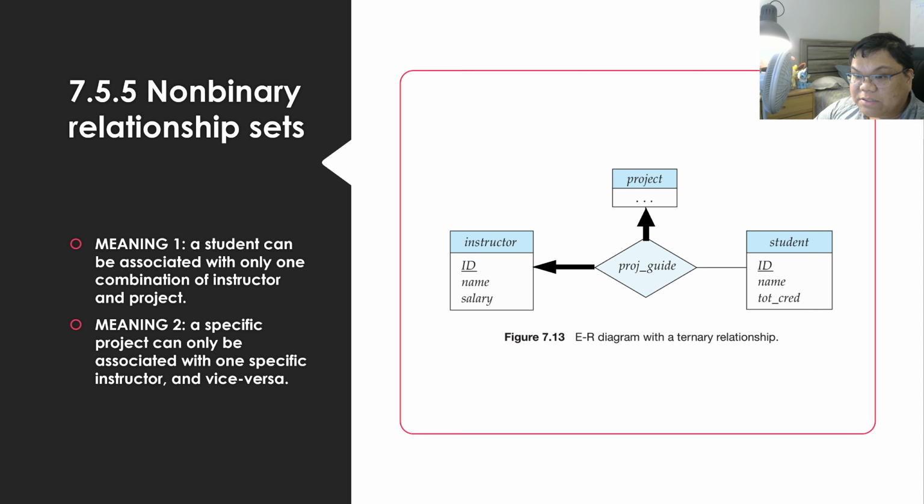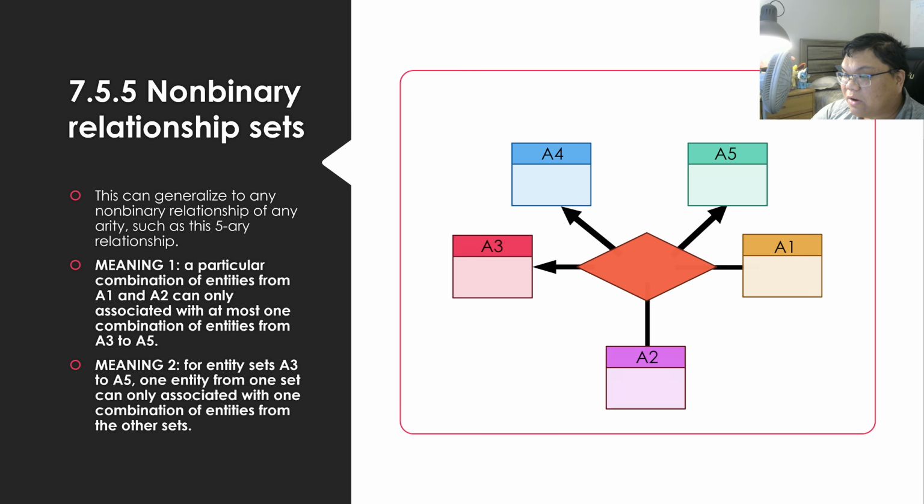Meaning number one, a student can be associated with only one combination of instructor and project. Meaning number two, a specific project can only be associated with one specific advisor, and vice versa. It gets more complicated when you have hierarchies for a non-binary relationship set.